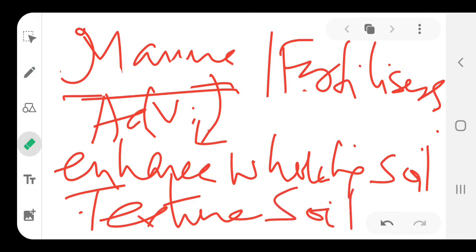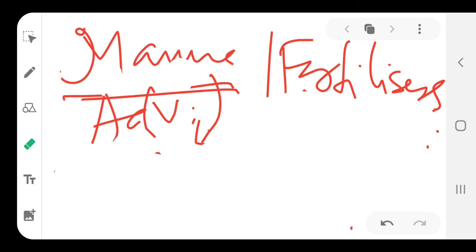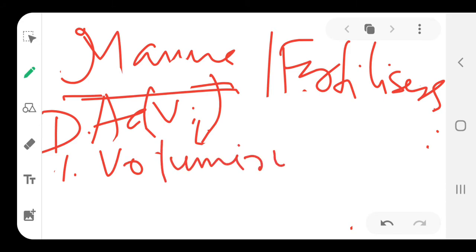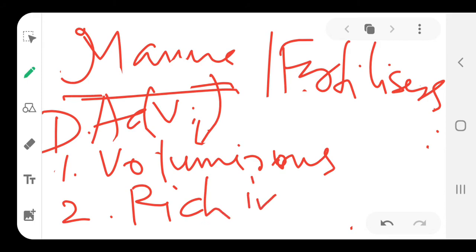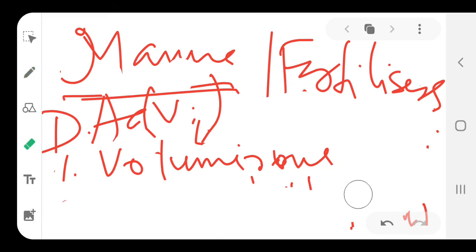This is for manure, but it has disadvantages also. For disadvantage, number 1, it is voluminous and bulky, so it is very hard to carry. And number 2, it is not rich in nutrients. It is not specifically nutrient rich. As a result, since plants need a number of types of nutrients, we can't depend only on manure to get the plants all their nutrients.